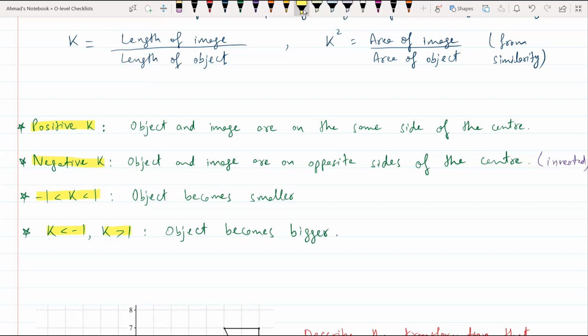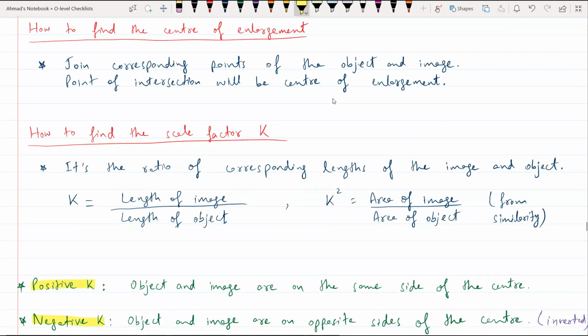ओके, इसमें सिमिलर फिगर्स वाले फॉर्मूलाज भी आपके अप्लाई होंगे. उस तरह से यूजिंग सिमिलर फिगर्स आपको ये भी पता होना चाहिए कि एरिया ऑफ इमेज और एरिया ऑफ ऑब्जेक्ट की जो रेशियो होती है, दैट इज गोइंग टू बी स्क्वायर ऑफ k, बिकॉज़ k इज द रेशियो ऑफ द लेंथ, उसका स्क्वायर यहाँ पर आएगा.